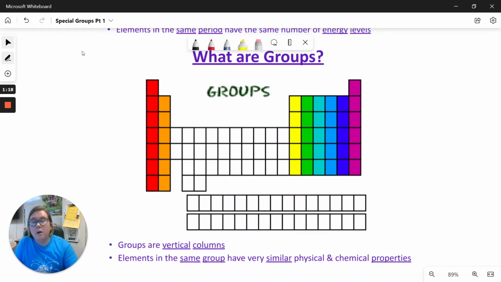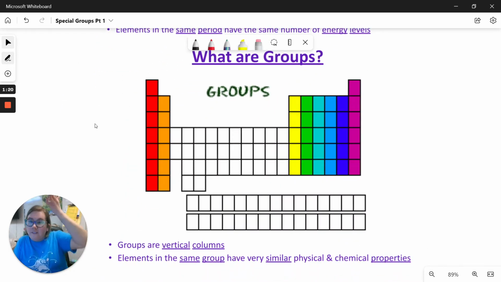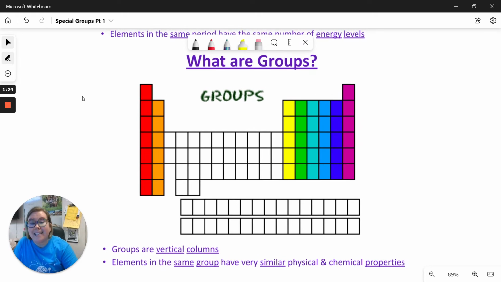And then we also talk about groups. Groups are vertical columns going up and down. Elements that are in the same group have very similar physical and chemical properties. So again, knowing what group it's in tells you a lot of information about those elements. Again, we've got 7. All of the red elements are group 1, all of the orange elements are group 2, yellow are group 3, green are group 4, etc.